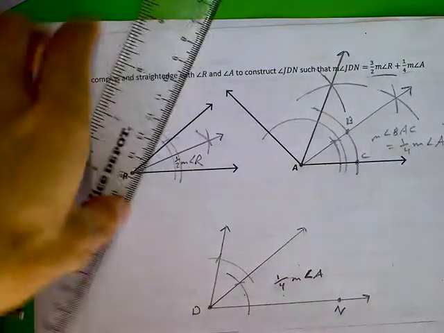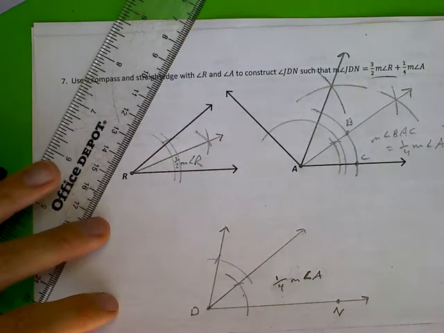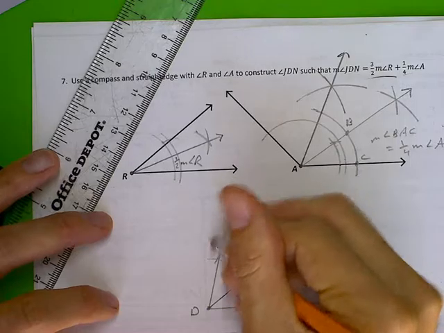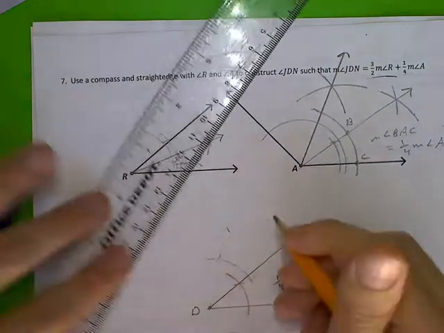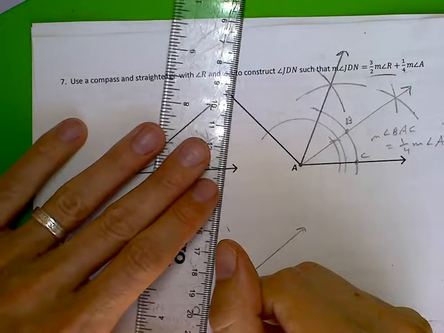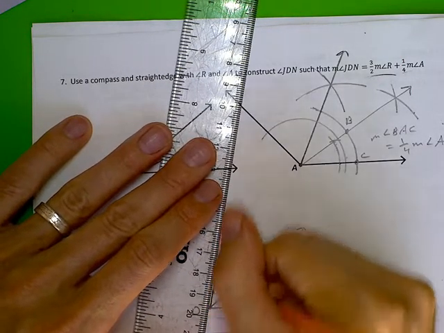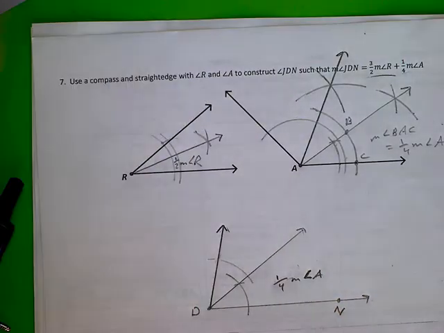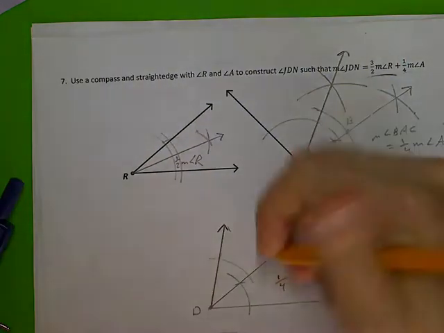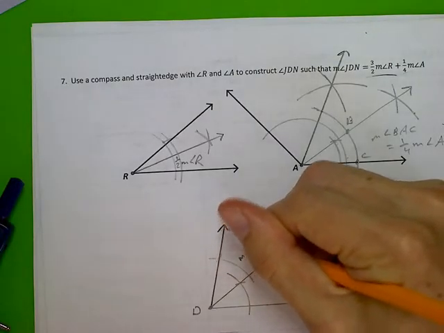Okay. Now I missed my mark a little bit. Let me go back. I can still see it right there. And draw that again. Okay. So this is the measure of angle R right here.